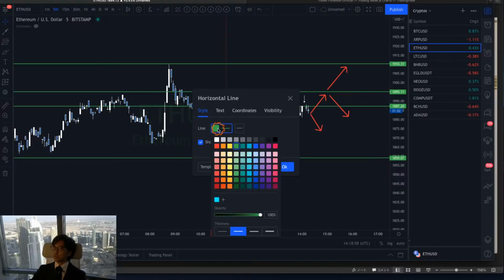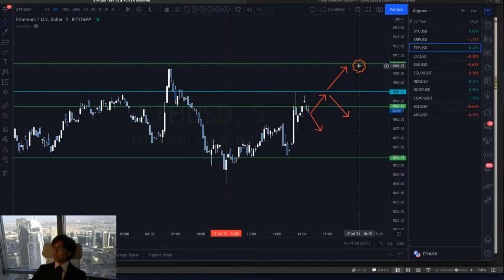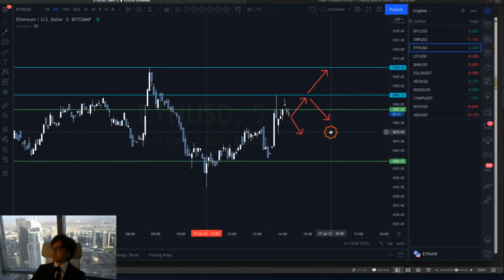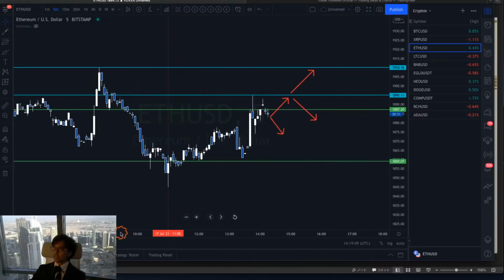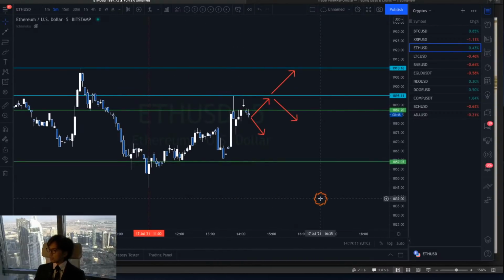So let me turn these to blue because these are the resistance levels. So simply, this is how I monitor charts like this. I use Bollinger Bands and stochastics and other lines and indicators, but basically price action is the base of everything. So that's why I wanted to talk about that on today's live stream.